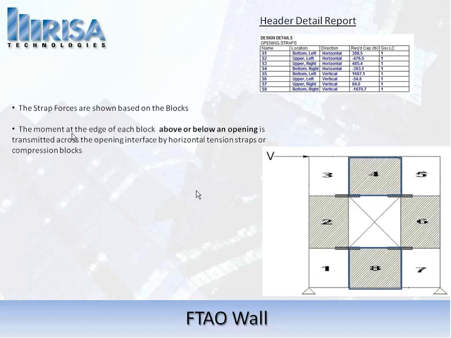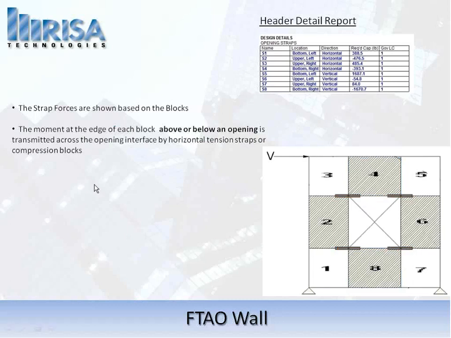And what we're doing is the moment at each block, above or below the opening, is being transmitted across the opening interface by horizontal straps or compression blocks. So above and below the opening here, we're assuming that we're doing this transfer of load across this interface using either tension straps or compression blocks. That's the assumption here, okay?